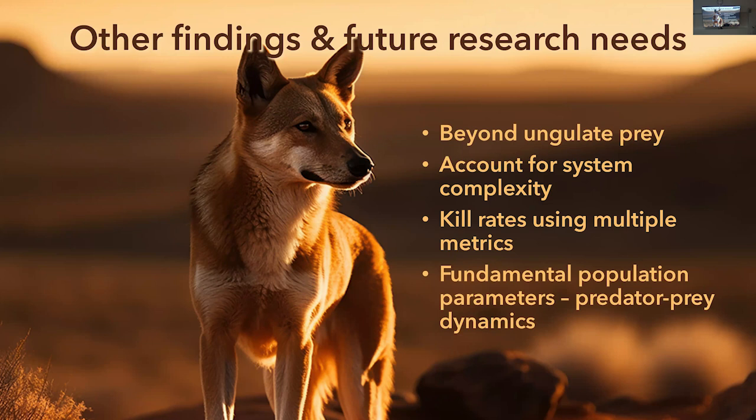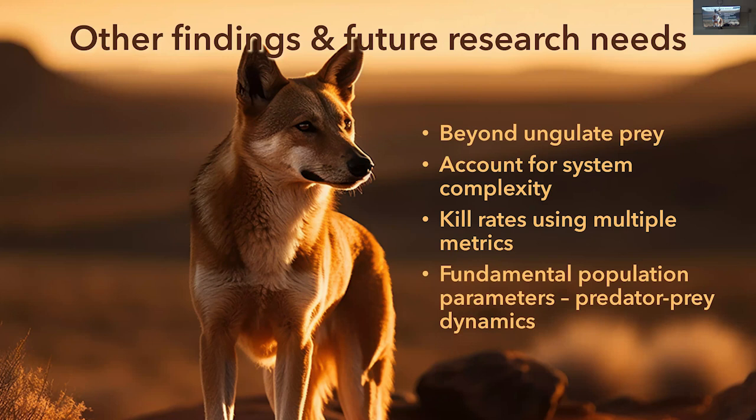We also found that there was a lack of accounting for system complexity in a lot of these studies. A lot of studies are just a single predator, single prey analysis, and they might be trying to assess the impact of predators on the prey populations, but not accounting for other predators in the system. So when they're looking at wolves, they might not be accounting for the impact of bears and coyotes, pumas, and these other things that are also killing stuff.